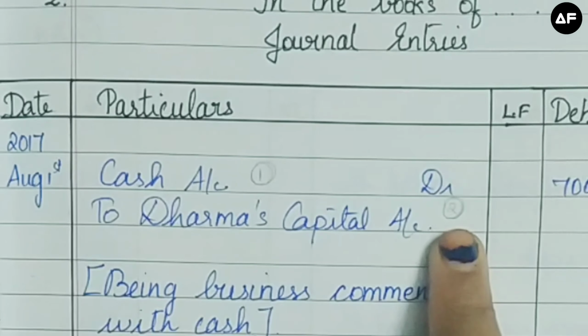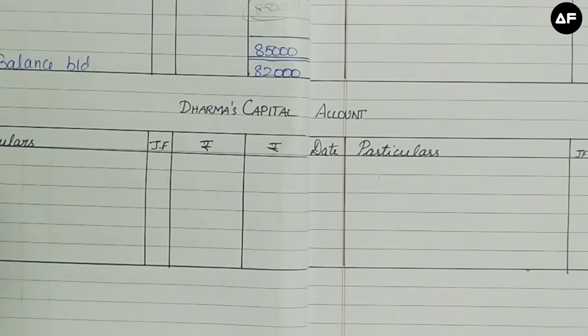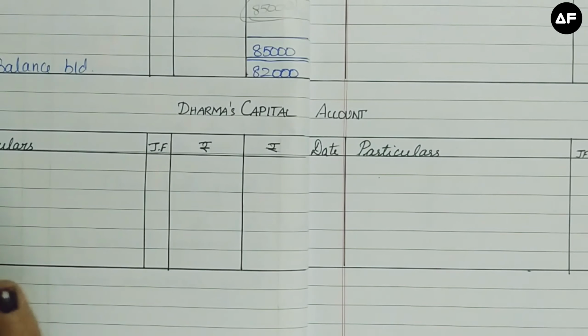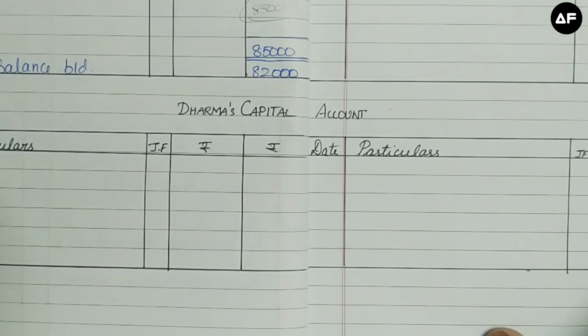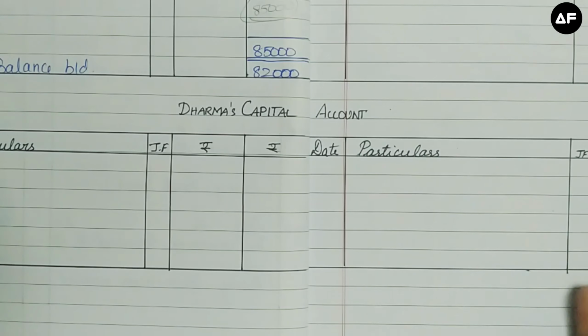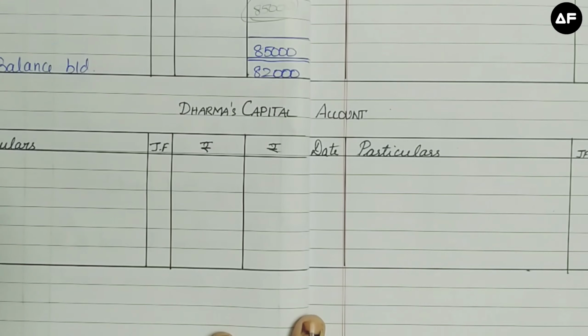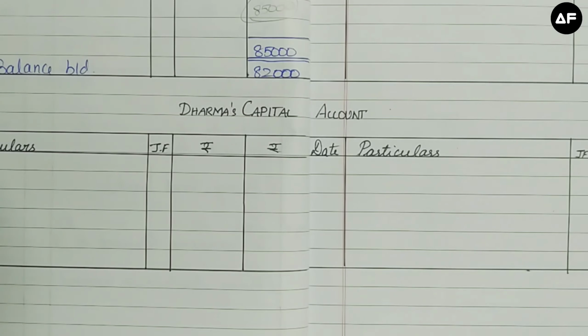So next, as per our journal entry, our second account which we have to open is Dharma's capital account. So here I've written out Dharma's capital account with the debit side and the credit side with all the formats: date, particulars, journal folio, amount and amount, same date, particulars, journal folio, amount and amount on the debit and on the credit side. So next, let's move into our journal entries and find out.